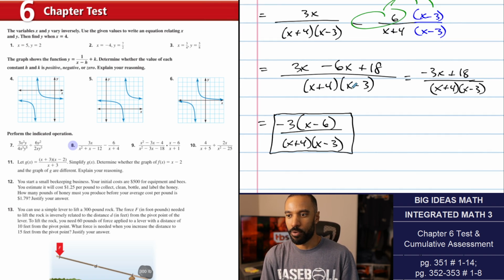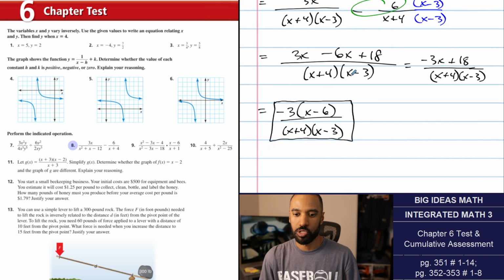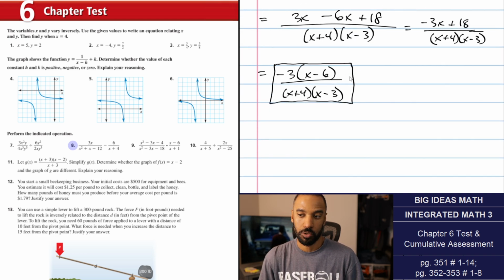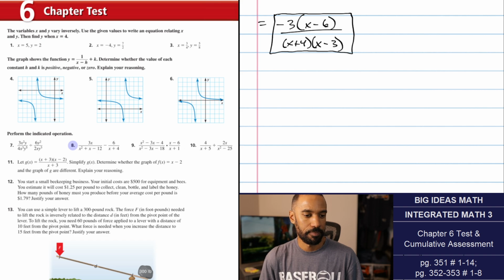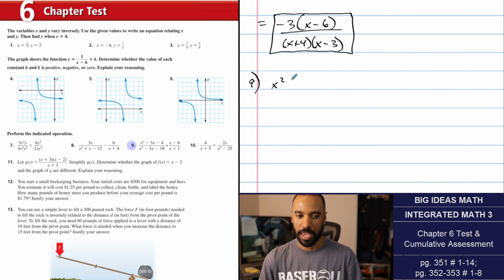X can't equal -4 and 3, but that was true from the original problem, so we don't need to list other exclusions. There were no other exclusions on that problem. Number 9 is a multiplication problem. It's like the division, only there's no flipping to be had. So we write it straight up as it is, and we do some things on it.